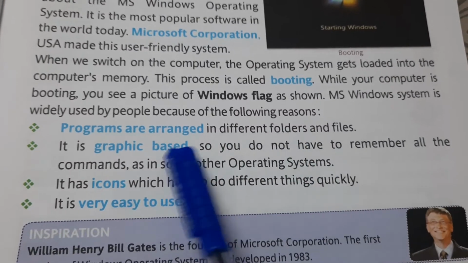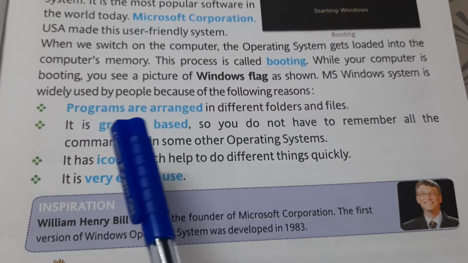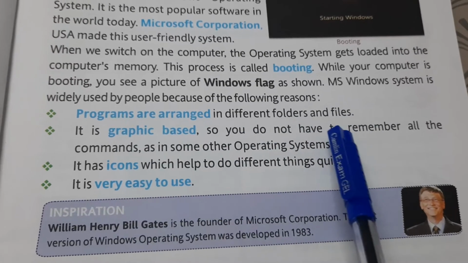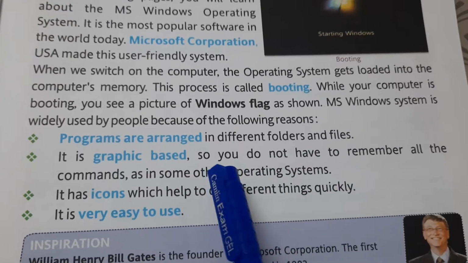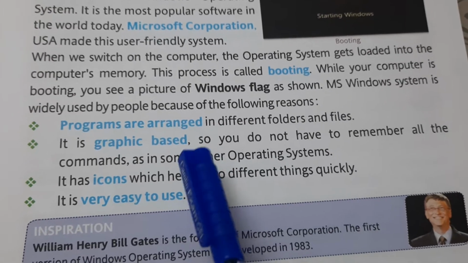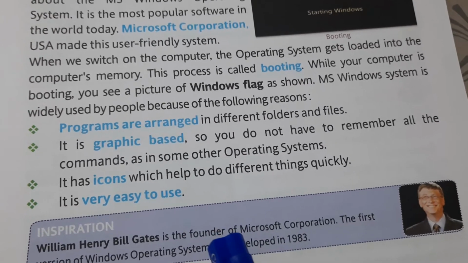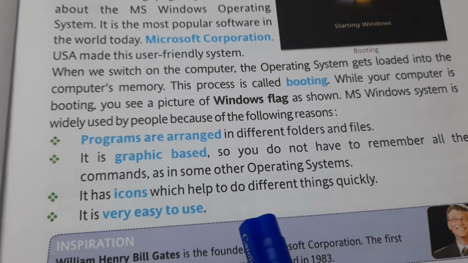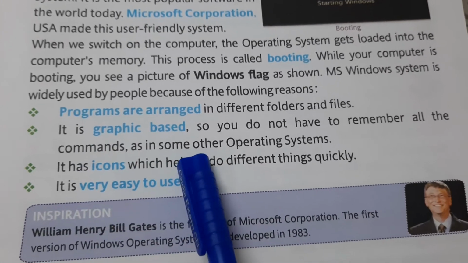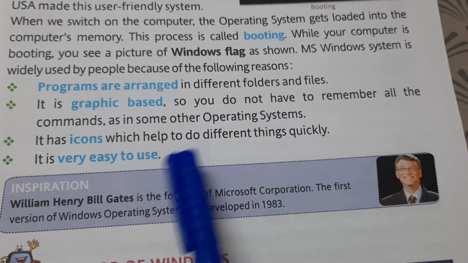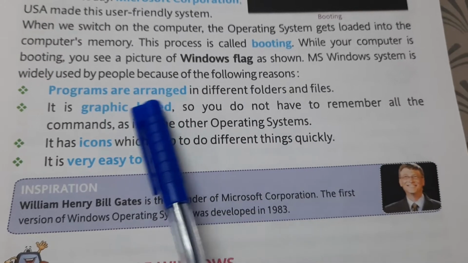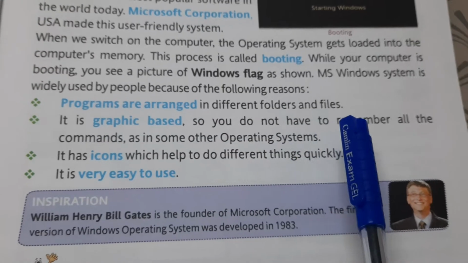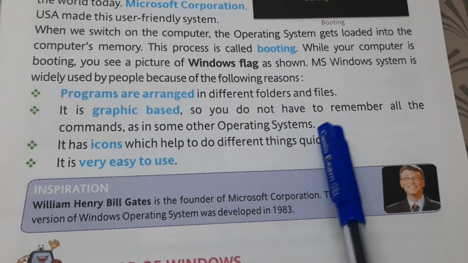Now why do people use MS Windows? Let's see. Programs are arranged neatly in different folders and files, and we can easily identify which program we want to work on. It is graphic based, so you do not have to remember all the commands as in some other operating systems. Graphic based means it is picture based. Usually pictures are used for different functioning, so we don't have to remember the commands.